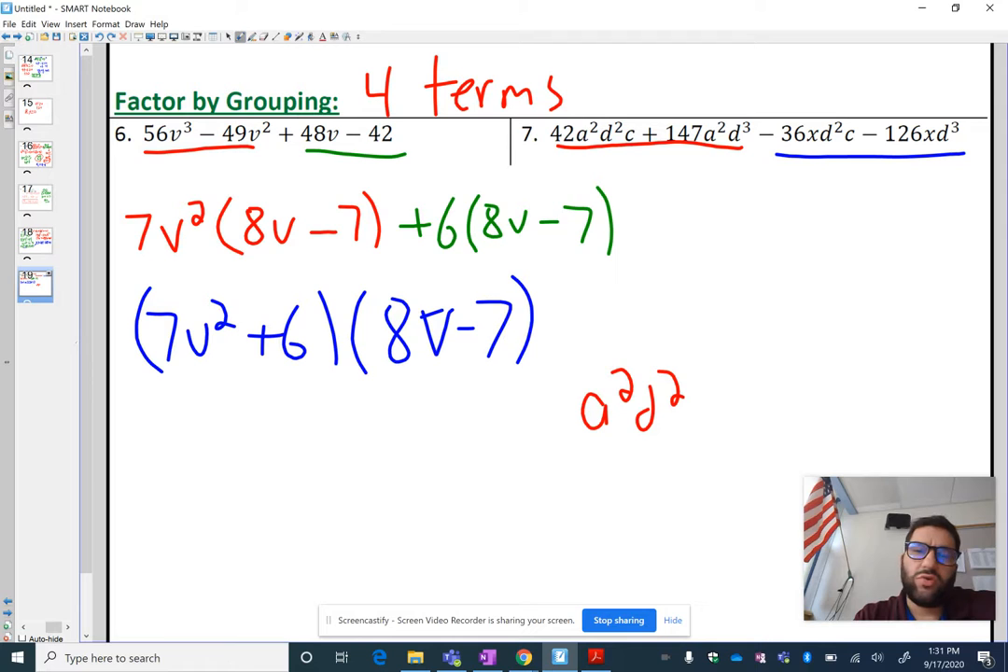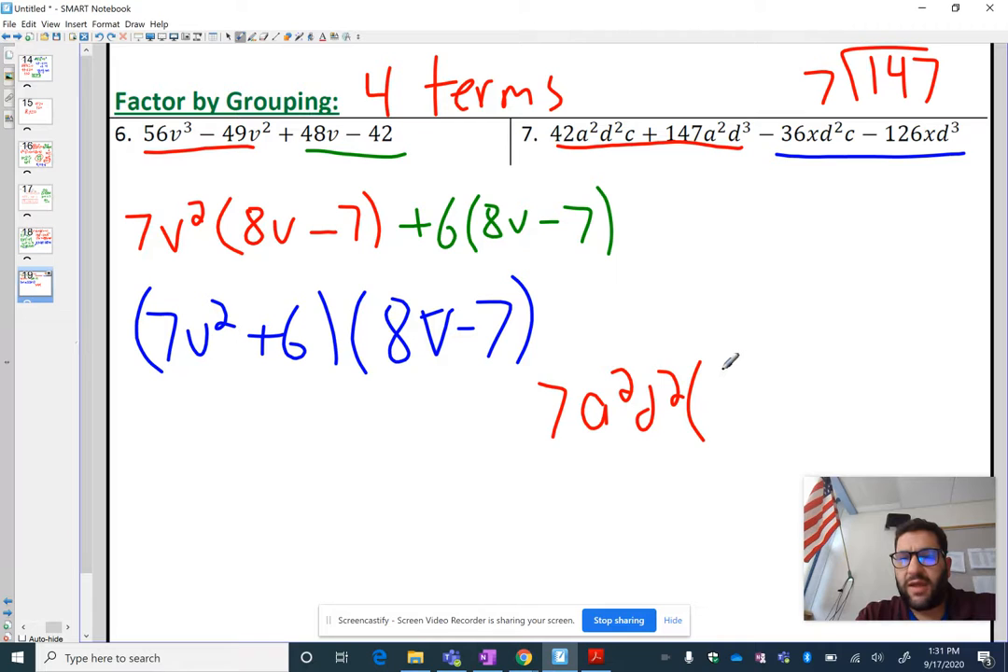Let's see, 42 and 147. I'm not sure off the top of my head. Is 147 divisible by 7? Let's see. That'd give me a 2. That's 14, so 21, right? So I think I can pull out a 7 in both of those. Okay, leaving me with, let's see, what am I left with?